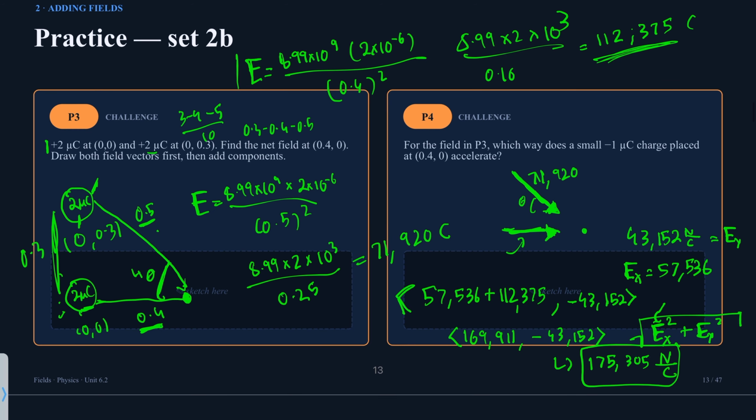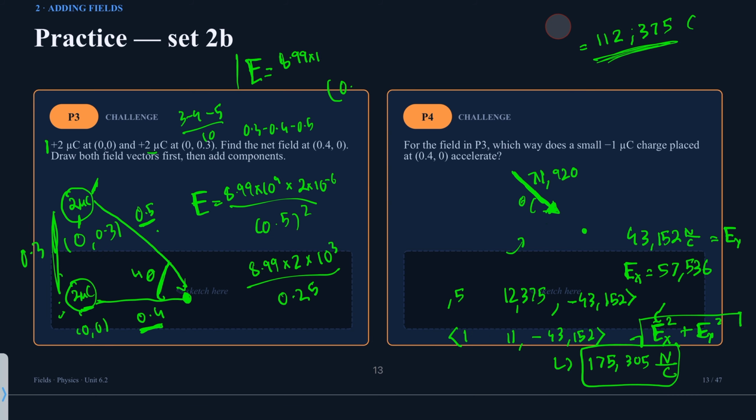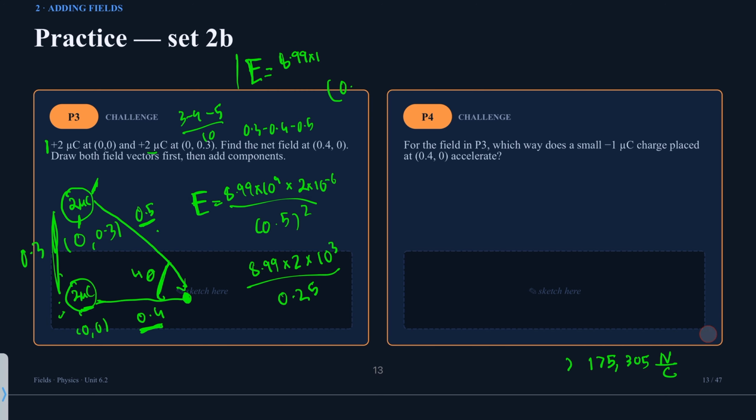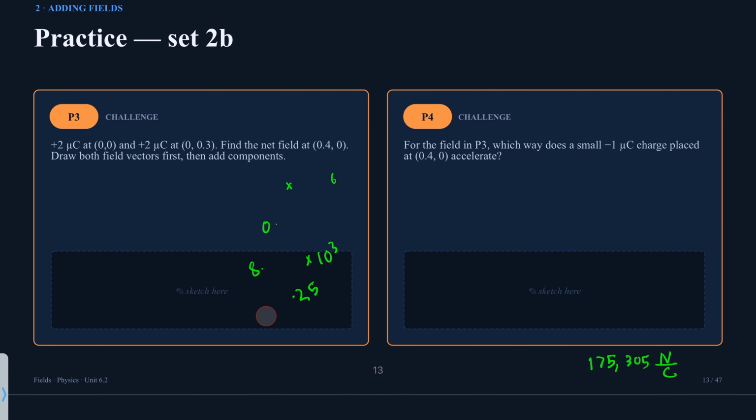And there you go, finally, right? A lot of steps, but here we go. And they didn't ask me for the direction, but if they did, we could just do arctangent of field y over field x, but they didn't ask me for that, right? So I'm not going to do extra stuff here. So I can just write down 175,305 and erase all this mess. Okay. And 175,305 newtons per coulomb.